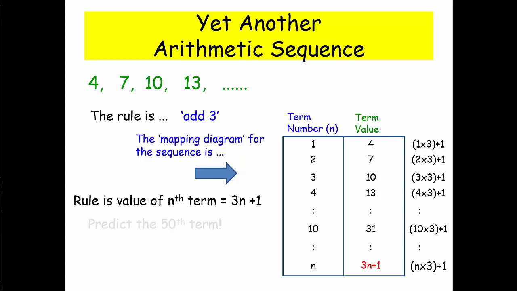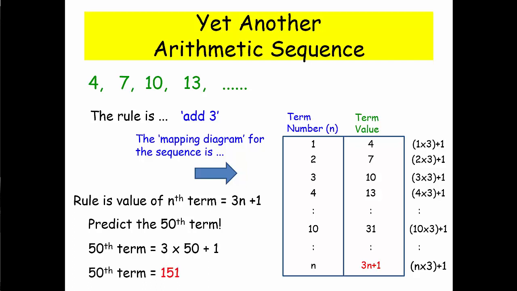Now use this to predict the 50th term. The 50th term will be 3 times 50, because it's a 3 times table, plus 1. And that'll give us the result that the 50th term is 151. 3 50s are 150, plus 1 to get the 151.